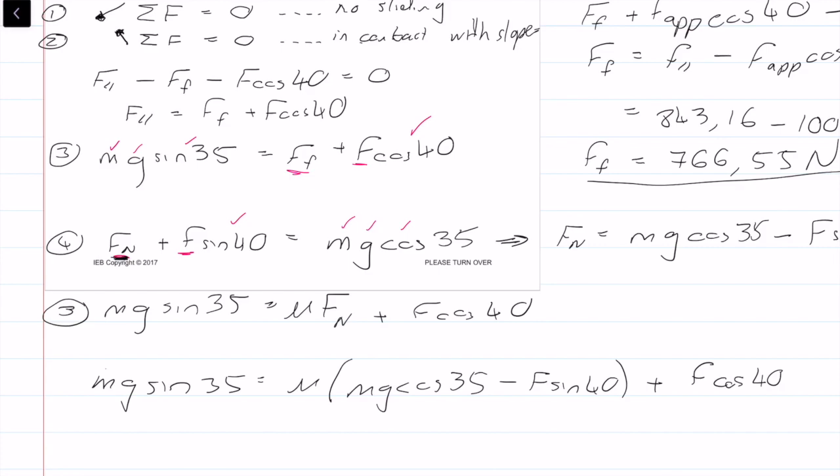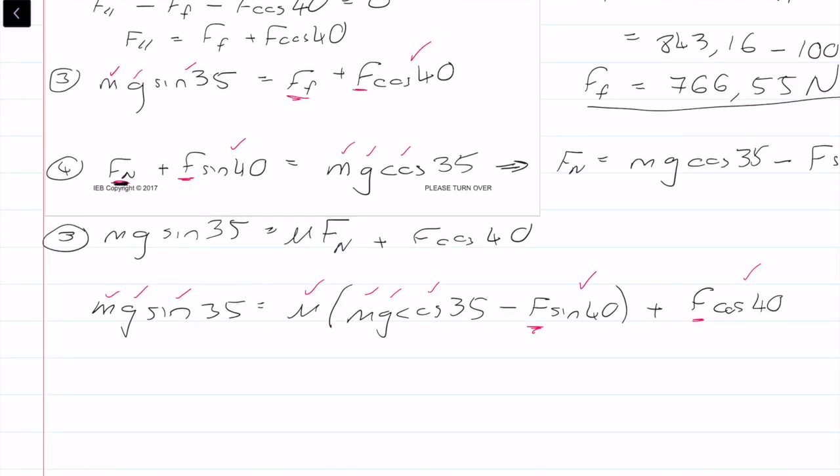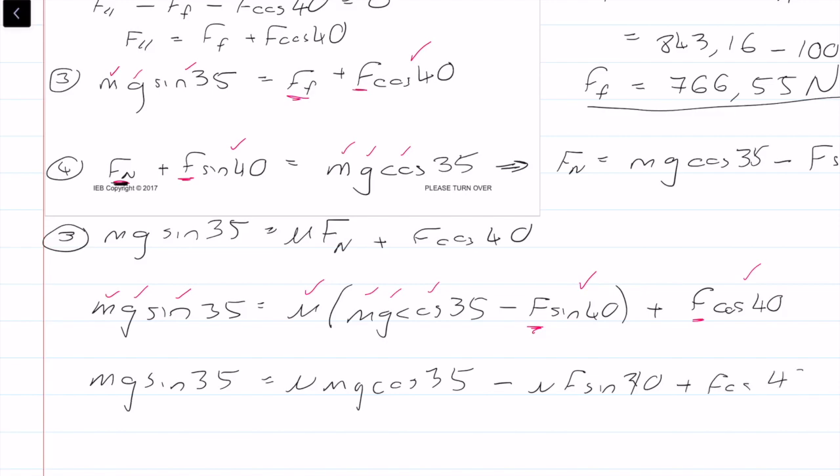Okay, so let's see. We have mg sine 35. We know what mu is. We know what mg cos 35 is. We don't know what F is. We know what sine of 40 is, and we know what cos of 40 is. Okay, cool. So we have one unknown, so we can just solve this. Let me take it a step further. So we have mg sine 35 equals mu mg cos 35 minus mu F sine 40 plus F cos 40.